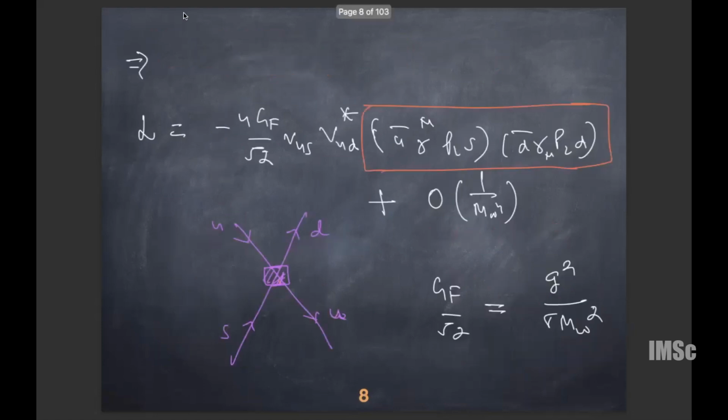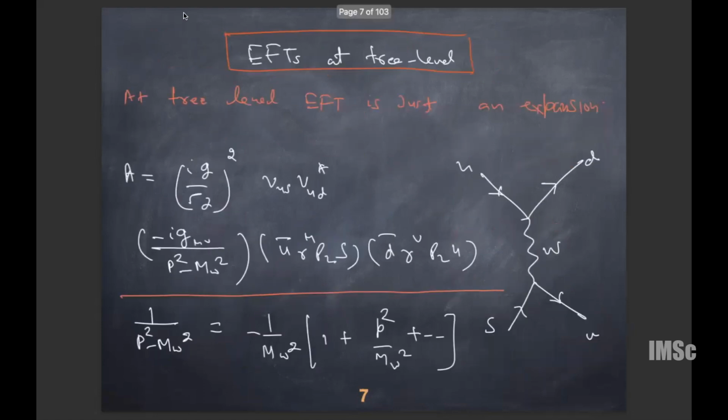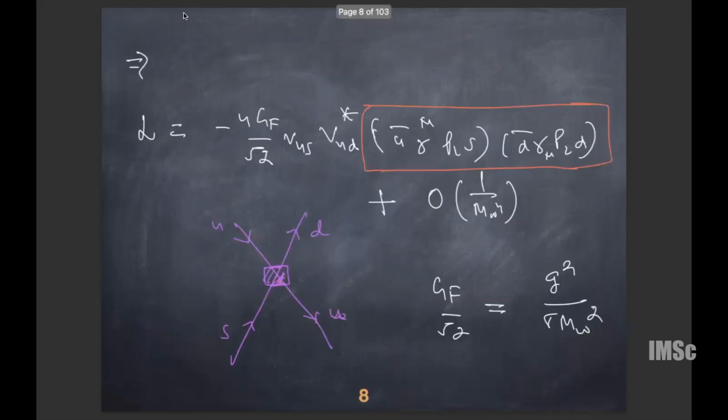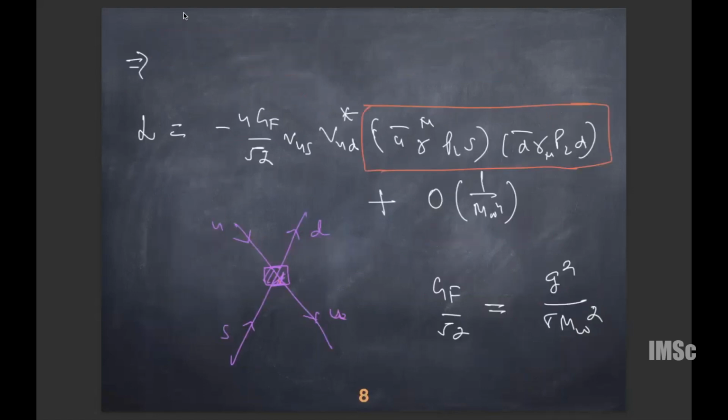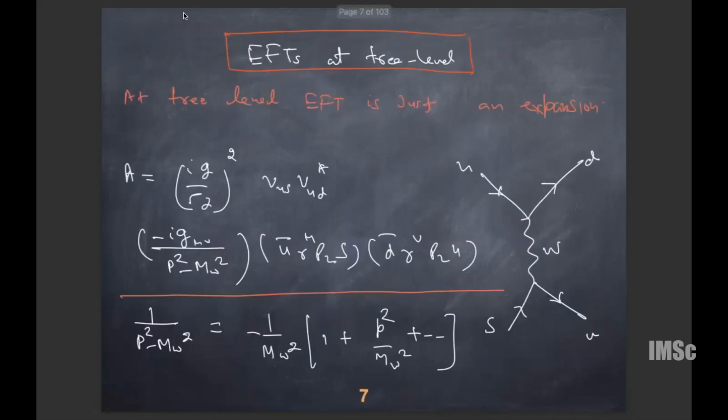By the way, I think there was some question before: how do you guess these higher dimensional operators? Here you specifically see that when you expand this in powers of P and MW squared, you get higher dimensional operators. So P will basically become the derivatives, and MW is lambda in case of EFT.